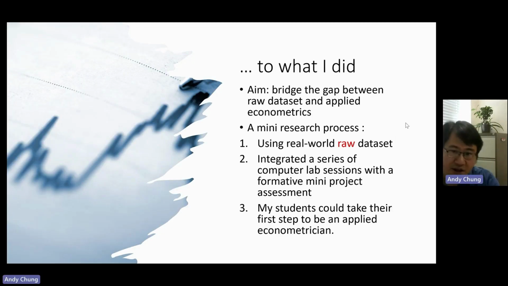So what I did is I tried to bridge this gap between raw data sets and applied econometrics with a mini research process. I use a raw data set and integrate computer lab sections with formative mini project assessments to help the students develop the skills so that they can start from a raw data set when they do their own research.